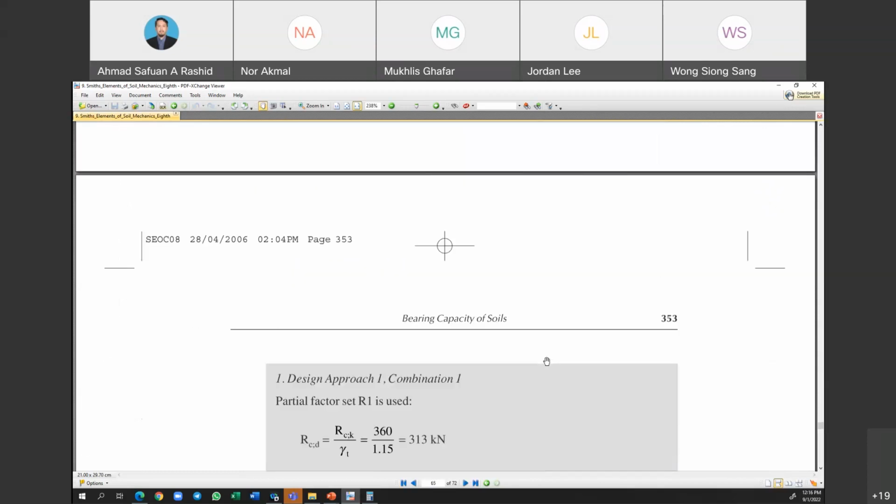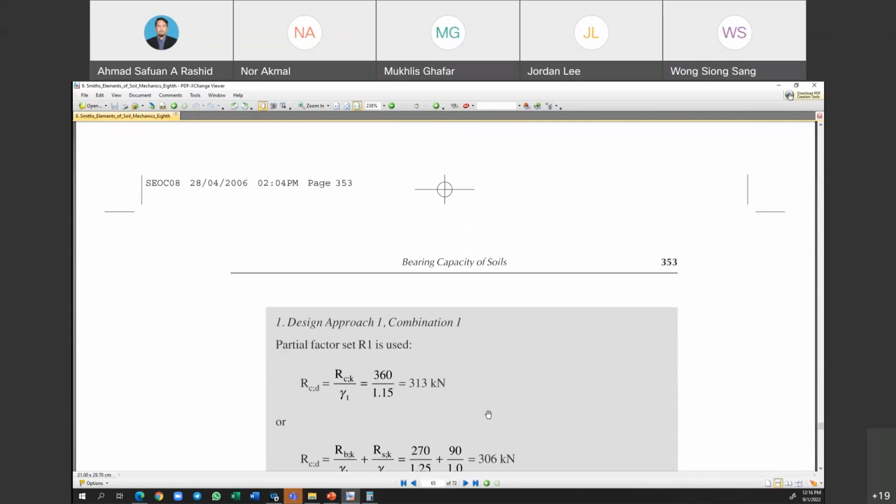Okay. So by using design approach number 1, we need to look at the table for the pile, the full table of the pile from the slide, on slide number 7, slide number 8.